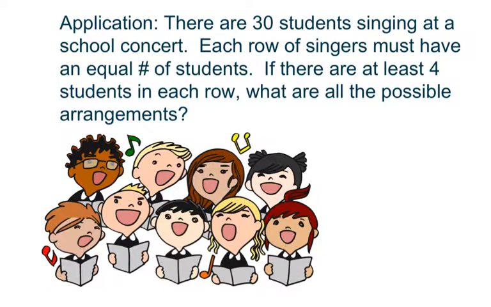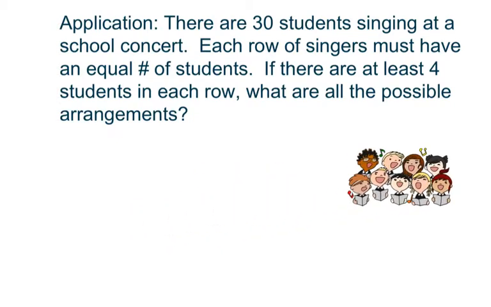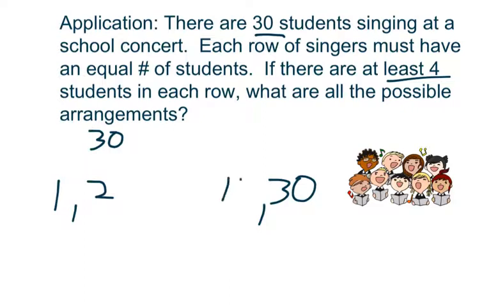All right, so we need to list our factors of 30. And the rows have to be at least 4. So I'm going to write 30 down, and I'm going to do 1 and 30. So I could have 30 rows of 1. I could do 2 of 15, so 15 rows of 2. 3 of 10. And will 4 go? No. Will 5 go? Yes, 5 and 6, and I'm done. So now I just need to list them.